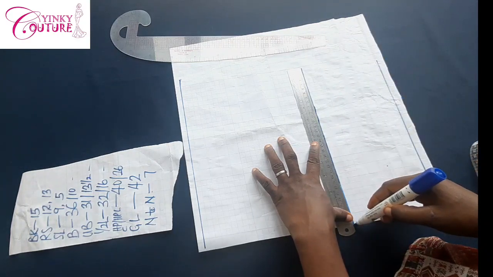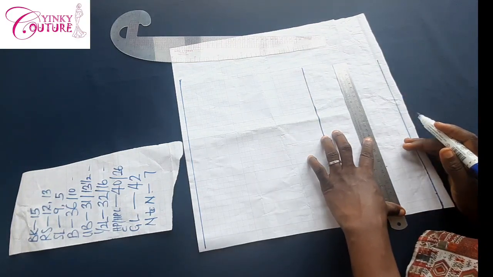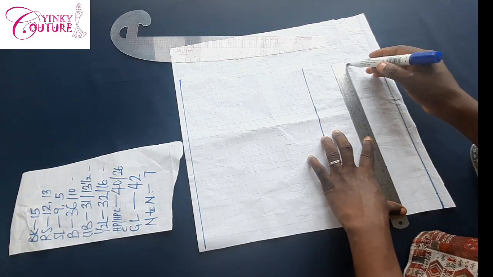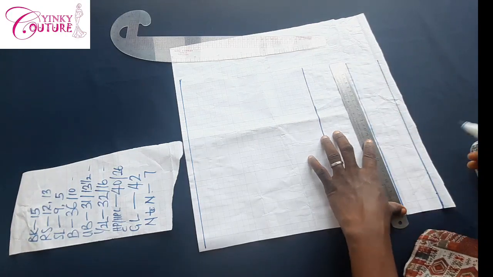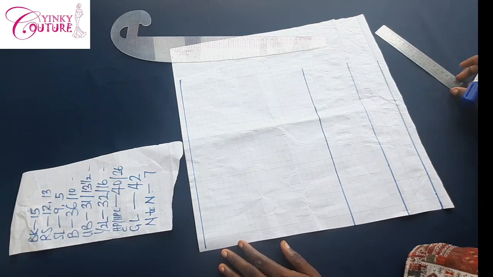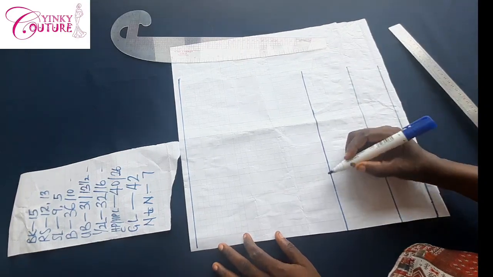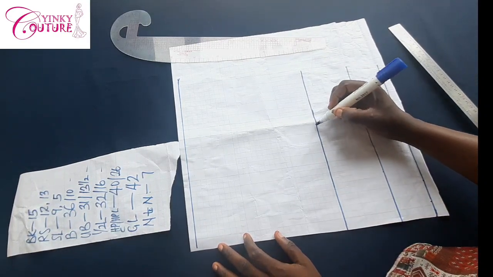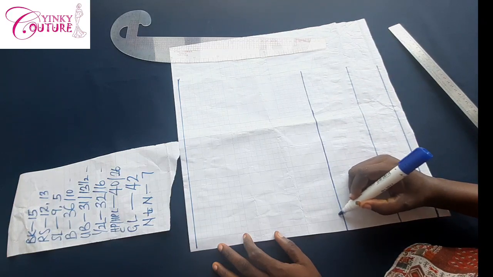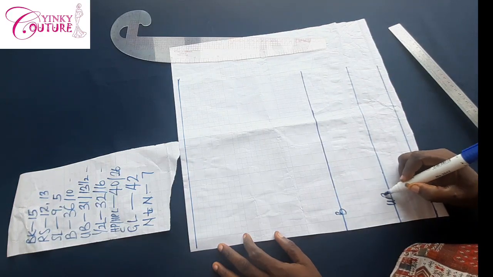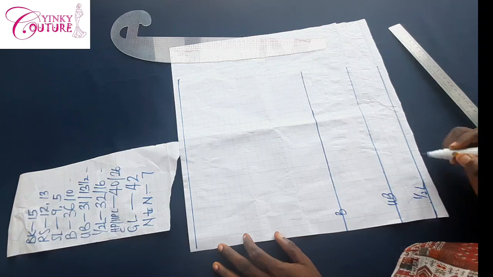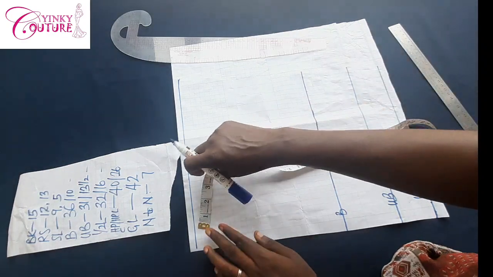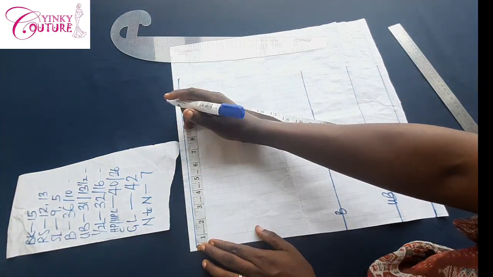I input all the vertical measurements and take the straight lines. Since the bust on the vertical is 10, under bust is 13.5, and half length is 16, that is what I just input. I'm going to label the bust as B, the under bust as UB, and the half length as you can see. I'm going to take this step by step.